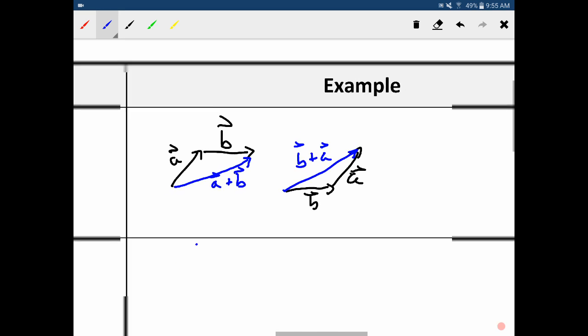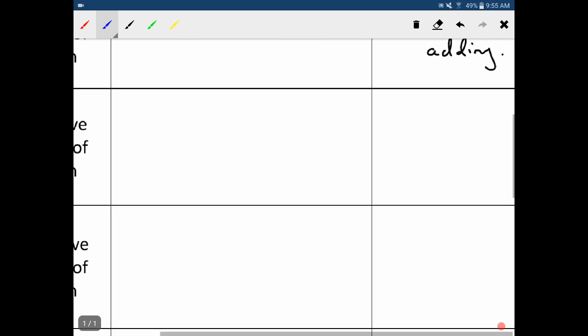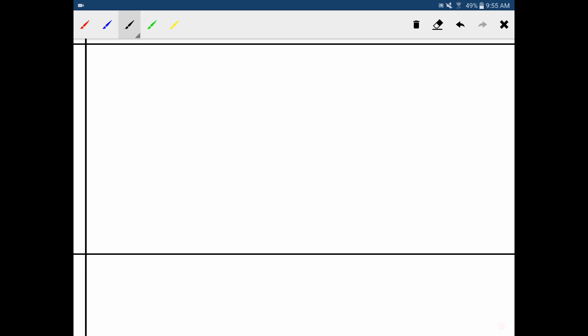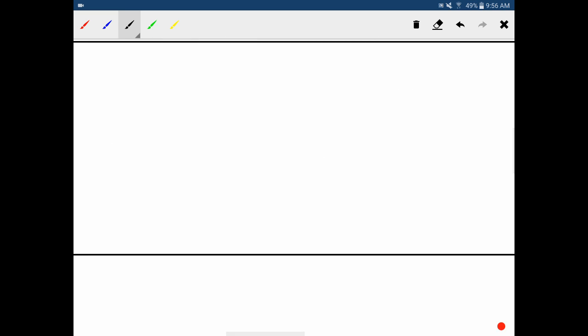Okay? All right, so the next property, the associative property of addition. Okay, so this is also fairly straightforward and may seem obvious, but these things are always worth specifically saying. So what this says is that if I were to take three vectors, A, B, and C, and add them together, if I were to add A and B first and then add C, that's going to give me the same thing as if I were to add B and C first and then add A. It doesn't matter, okay? So in other words, the actual order of addition of vectors is not important.